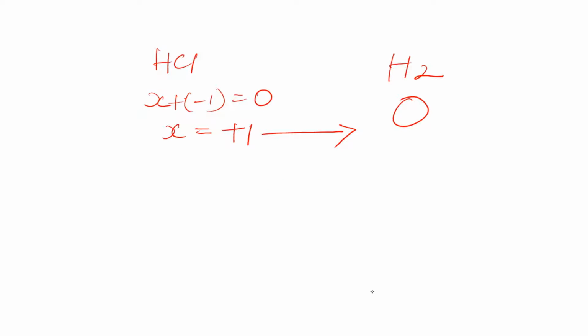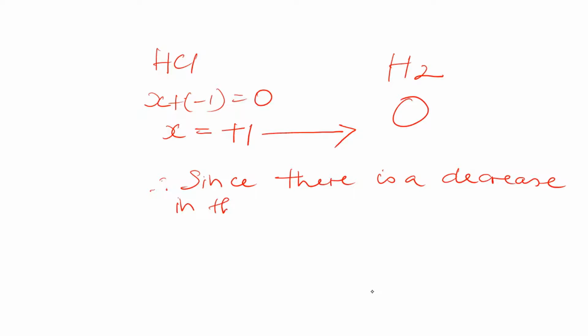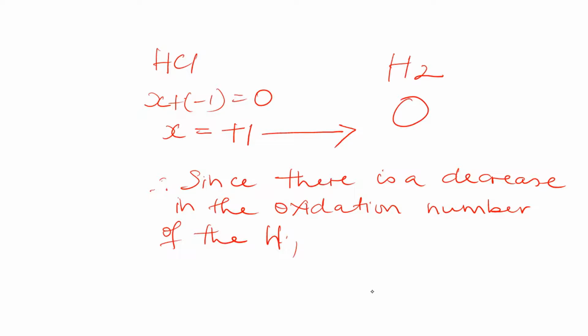So there's a decrease in the oxidation number, so therefore, since there is a decrease in the oxidation number of the hydrogen, HCl acts as the oxidizing agent.